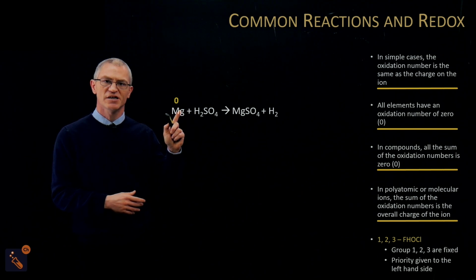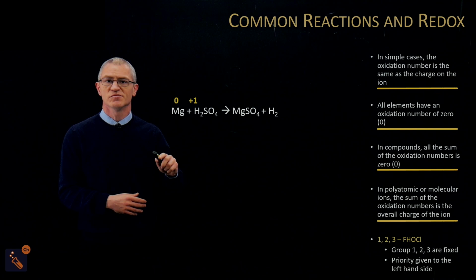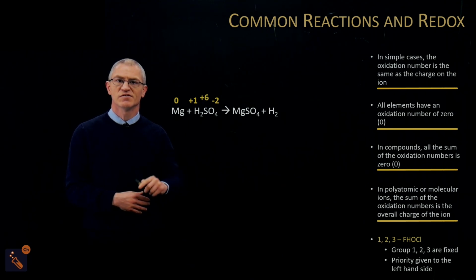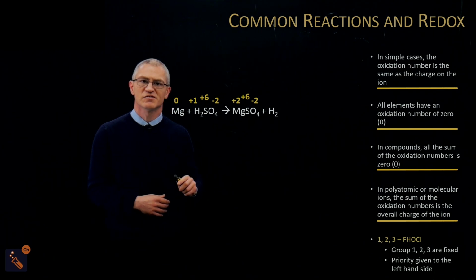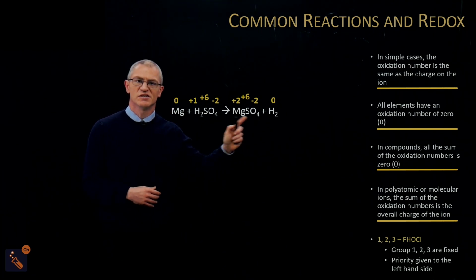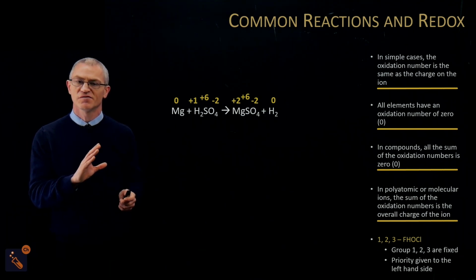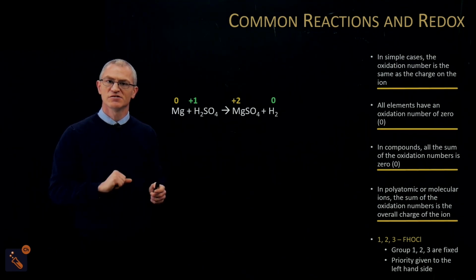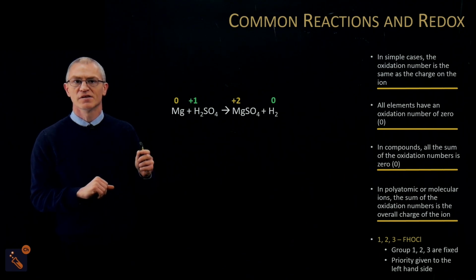So here we have magnesium, which is 0, as all elements have an oxidation number of 0. Use 1, 2, 3 for Hockel to assign hydrogen and oxygen, and then that allows us to find out that sulfur is +6. We do exactly the same on the other side, and we've got all of these oxidation numbers assigned. Then we only write out the ones that have changed, and if you've got a pencil, I'd rub out the rest.